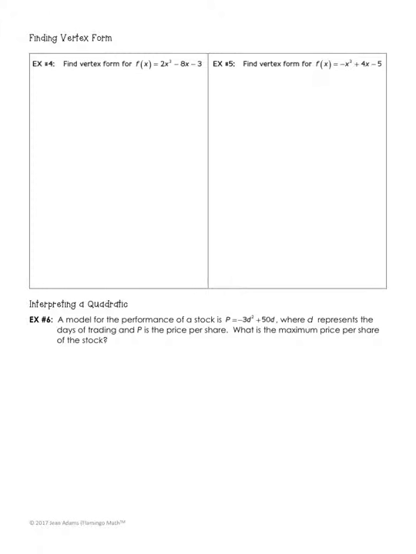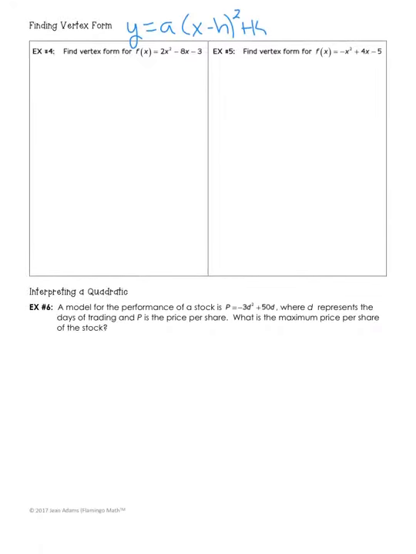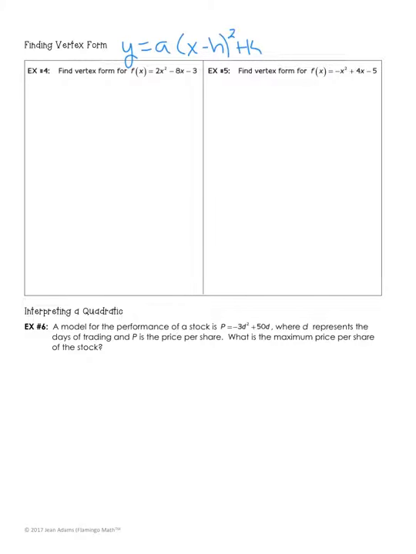Okay, so now we're going to actually put this into vertex form. So remember, vertex form is y equals a times x minus h squared plus k. So I need the vertex, which is h and k, and a. Well, the a here is the same as the a here. So the a in standard form and the a in vertex form are the same and identical, so that's nice.